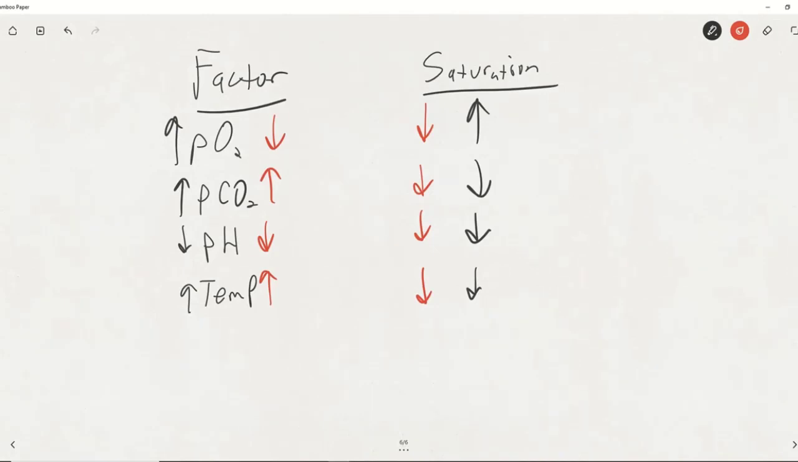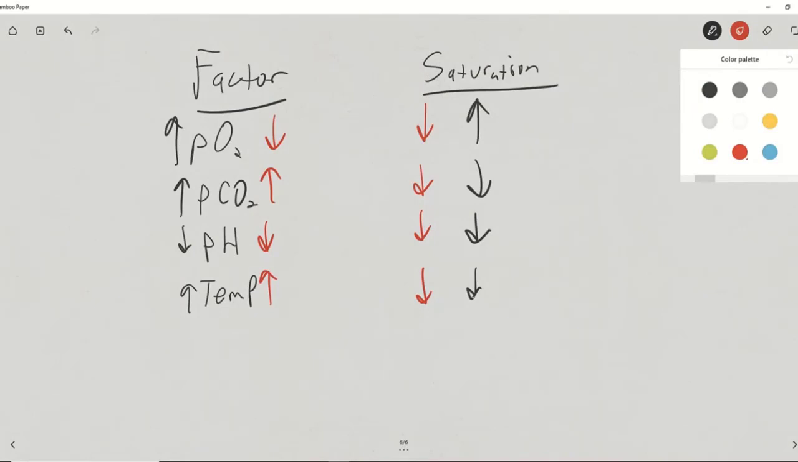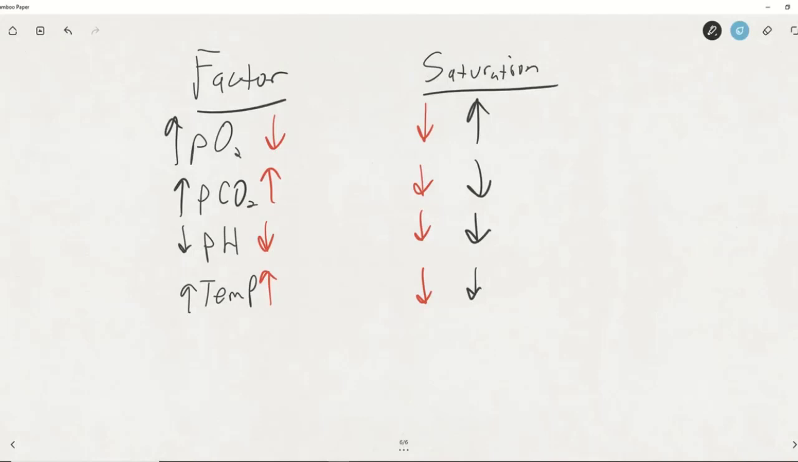Now let's look, I'm going to change ink colors here. Let's look at what happens in the lungs. In the lungs, there's a lot of oxygen, so the PO2 is high. And in the lungs, the PCO2 is very low because we keep breathing it out. Inside the lungs is slightly alkaline, so the pH is high. And inside the lungs, remember, is outside the body. It's actually a little bit lower than the rest of our body temperature.